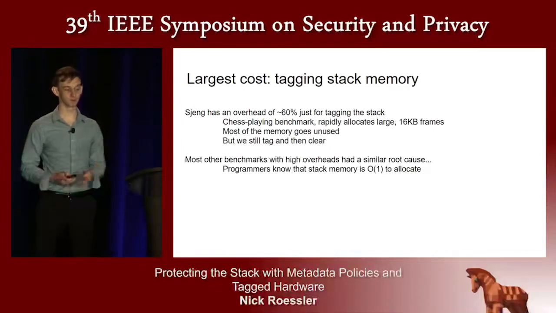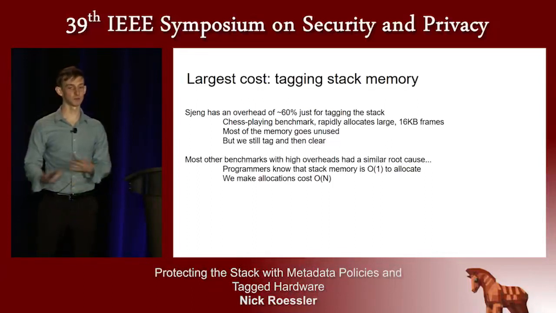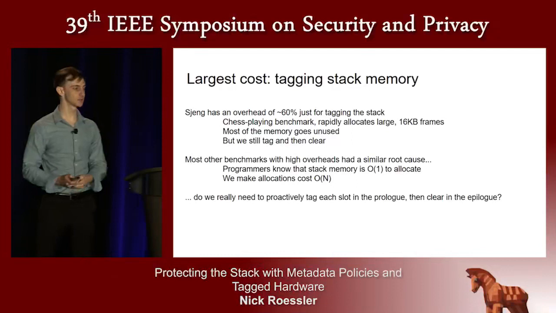We attribute this to the fact that programmers know that on most systems, stack memory is cheap, O(1) to allocate, and the way that programmers program, they take advantage of this fact. However, we're making allocations cost O(n). We're asymptotically changing the speed of stack allocations, and so this can cause some performance problems. So a natural question is, do we really need to proactively tag our whole stack frames in the prologue and then clear them out later in the epilogue?